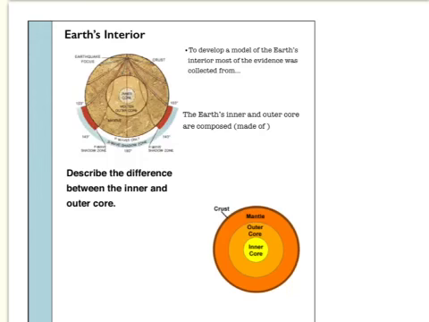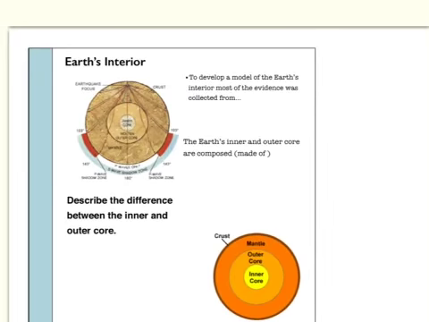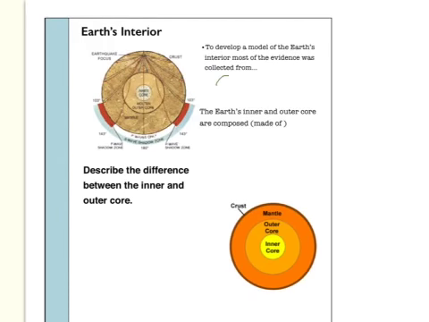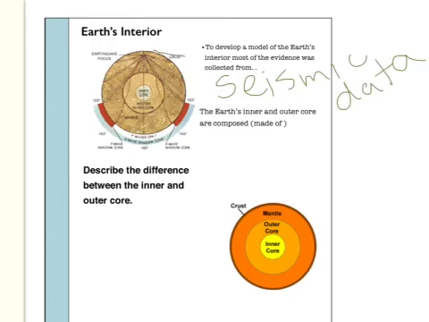To develop a model of the inside of the Earth, scientists gathered evidence collected from seismic data. I'll write that here, seismic data, which is data collected from earthquakes. So all of these lines that you see in this diagram right here represent primary and secondary waves that were produced once an earthquake released its energy.